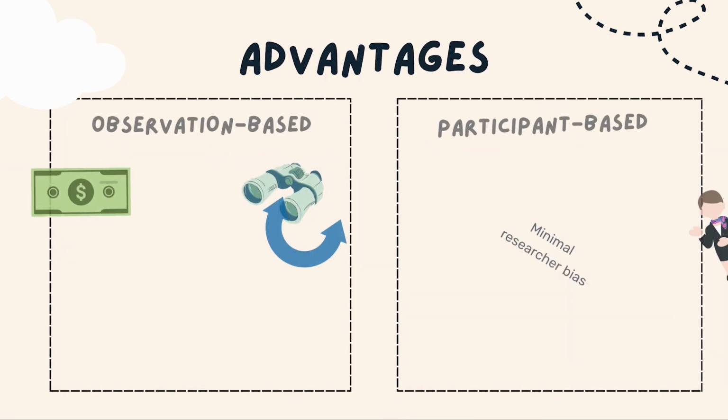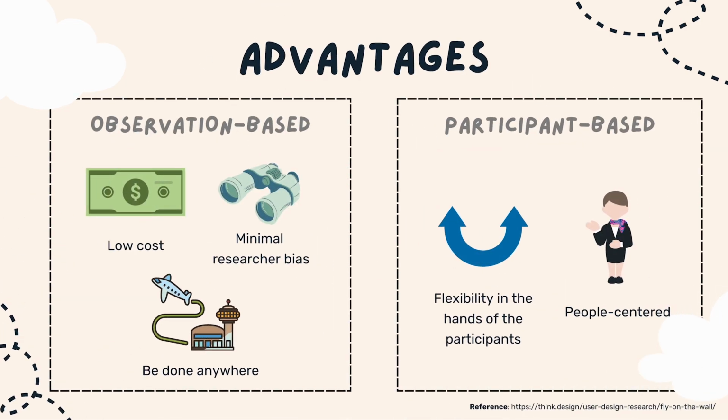Now let's talk about the advantages of fly on the wall. There are two genres of them. Being observation-based, it shows a cheap and low-effort methodology. The observation can be conducted anywhere with minimal researcher bias. On the other hand, the participant-based attribute provides insights about people as well as showing the flexibility of design in the hands of participants.